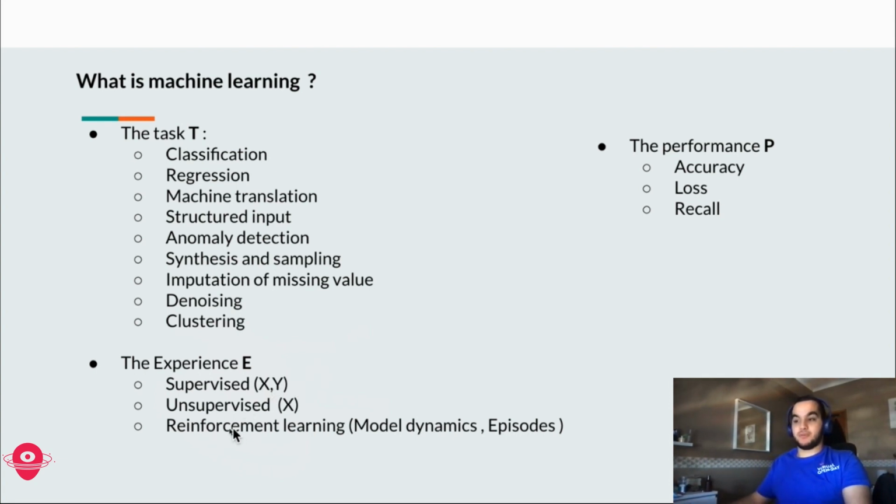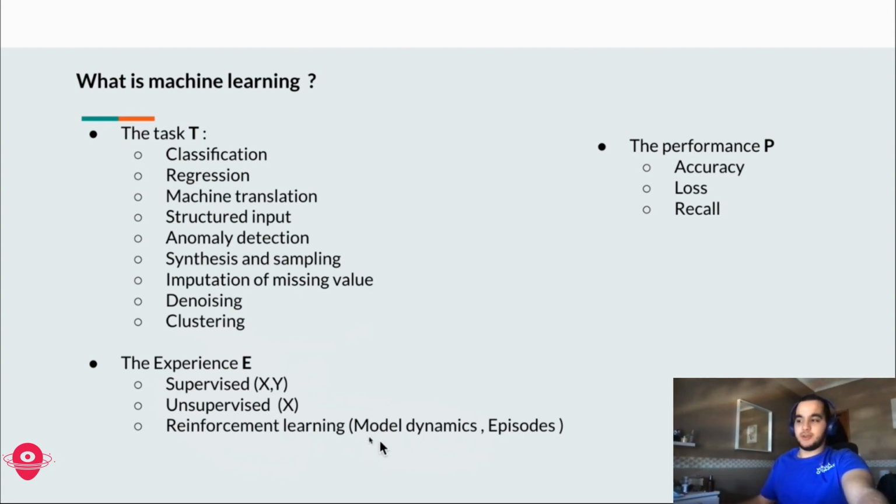And you have this third form, which is called reinforcement learning, which is basically the study of agents and intelligent agents. The data in this case can come in the form of model dynamics. So imagine you are trying to train an intelligent agent to play chess or a certain game.